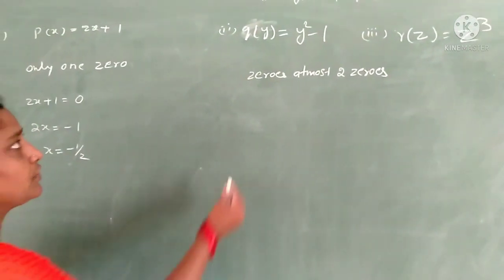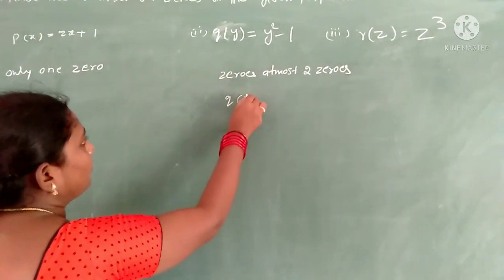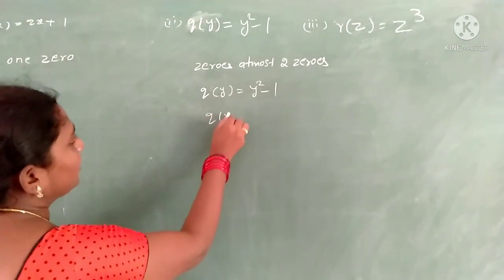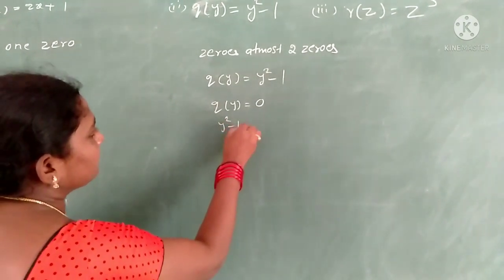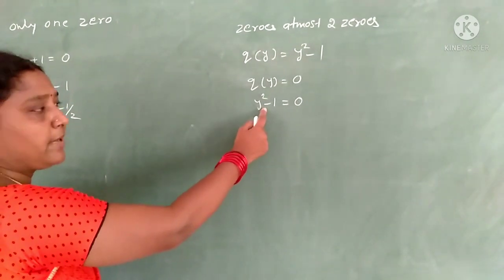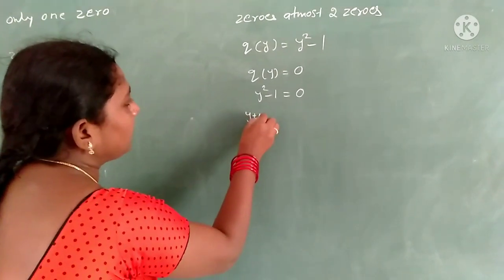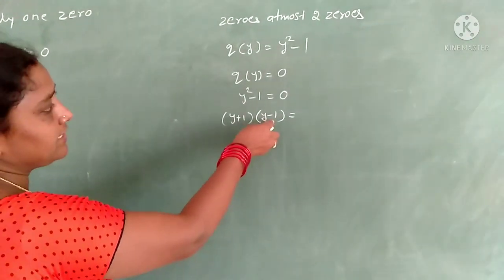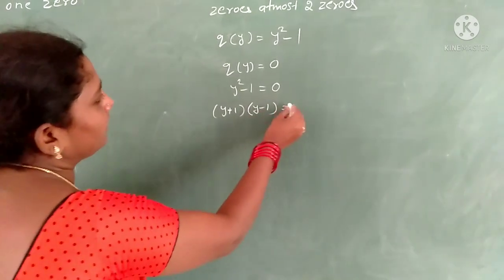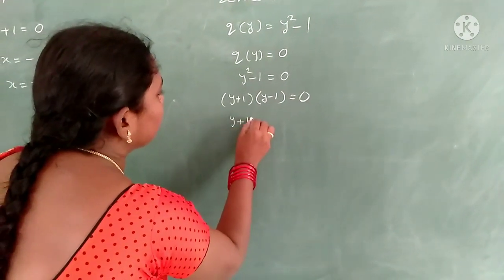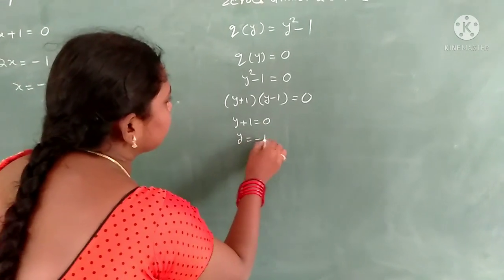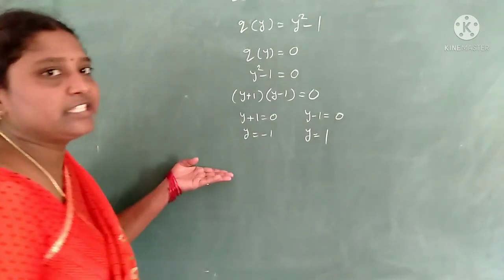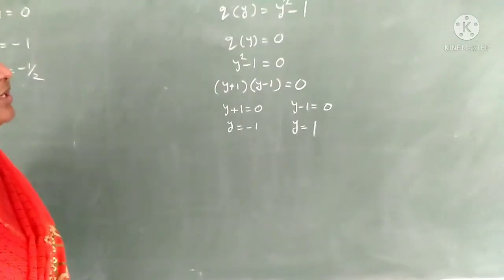Next we find the zeros. q of y equal to y square minus 1. So q of y equal to 0, y square minus 1 equal to 0. This is a square minus b square form, so a plus b into a minus b. So y plus 1 into y minus 1 equal to 0. So y plus 1 equal to 0, y equal to minus 1, and y minus 1 equal to 0, y equal to plus 1. So the zeros are minus 1 and plus 1.